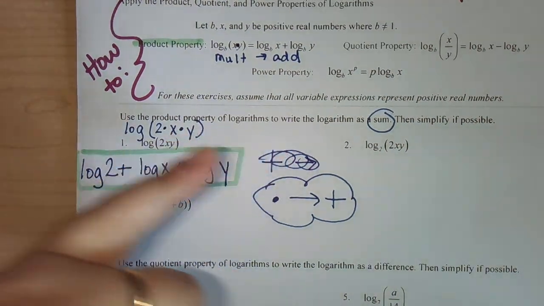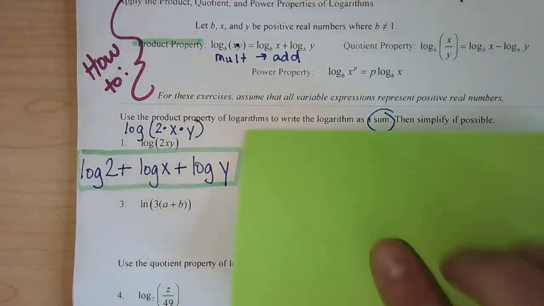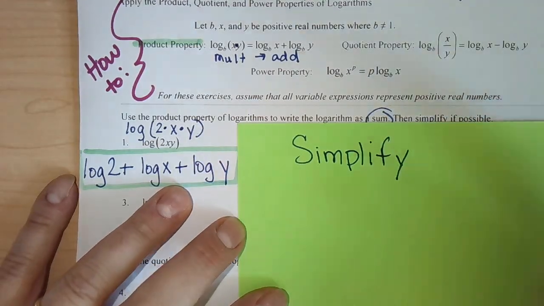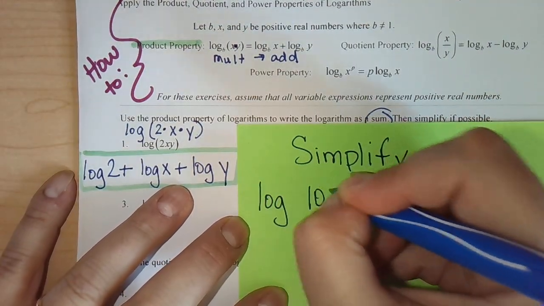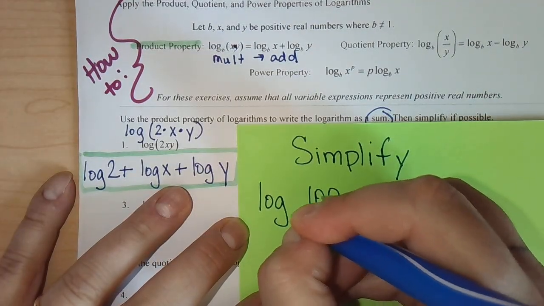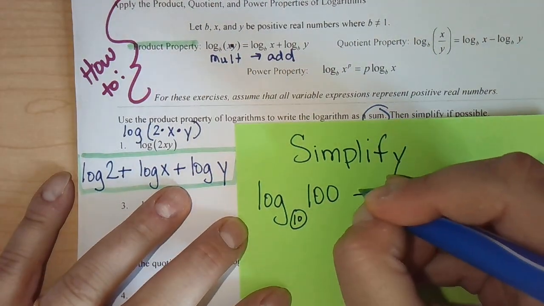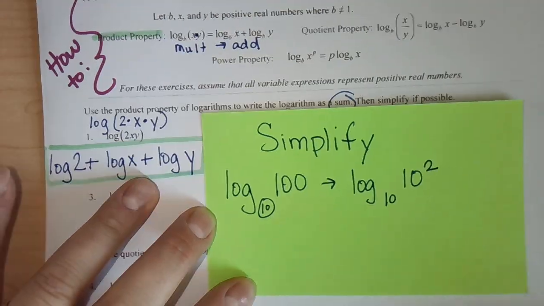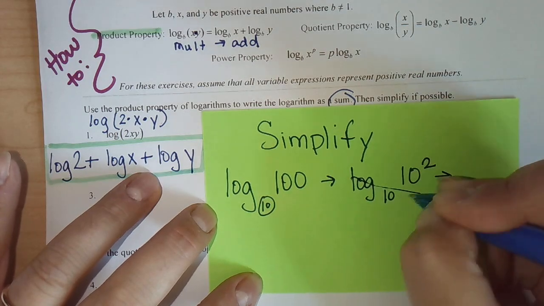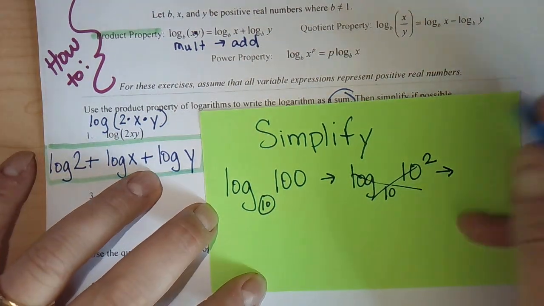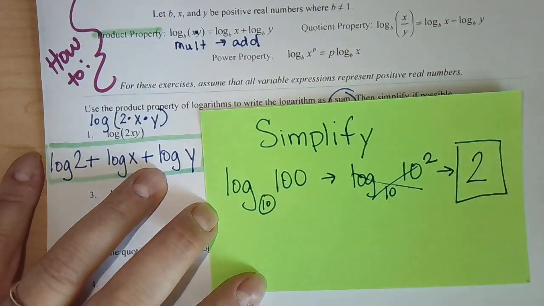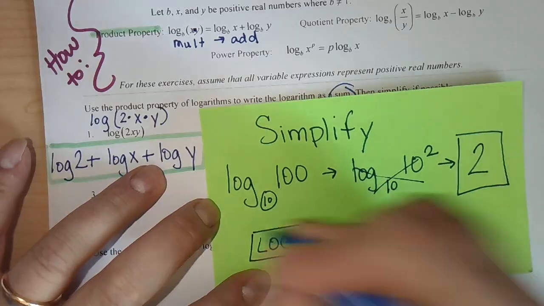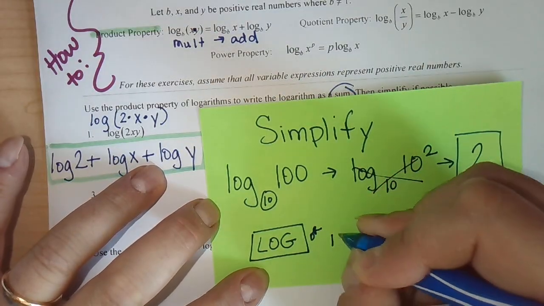And the last thing it says is simplify. Simplify means, let's say I had log of 100, and there's a pretend 10 down there. And then we change that 100 to 10 squared. And then we use that cool trick from the last section where the log 10 cancels and you just get a 2. Or simplify means use the log button in your calculator.